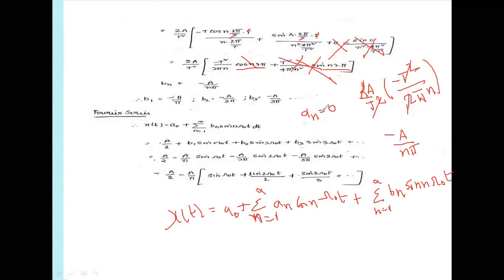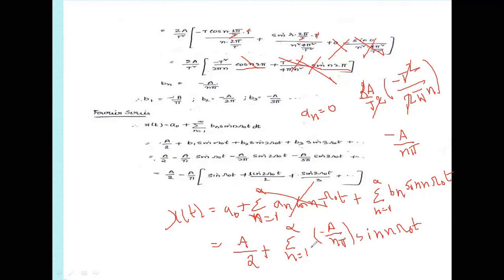So what is the an? We got 0. So there is no second term. We have only the first term. The first term value is A by 2 we got. A naught is A by 2 plus the sum of n is equal to 1 to infinity. What is bn? bn is minus A by n pi into sine n omega naught t.